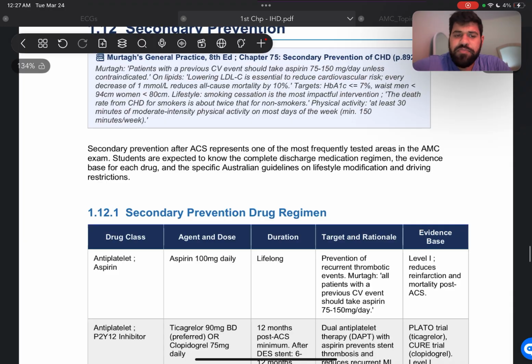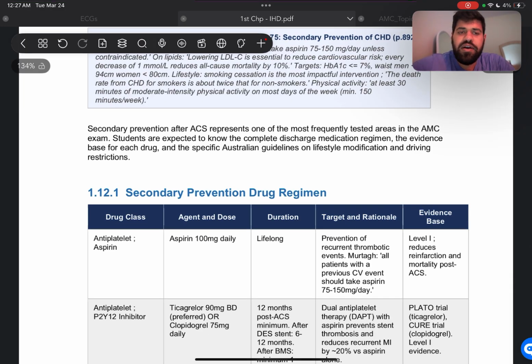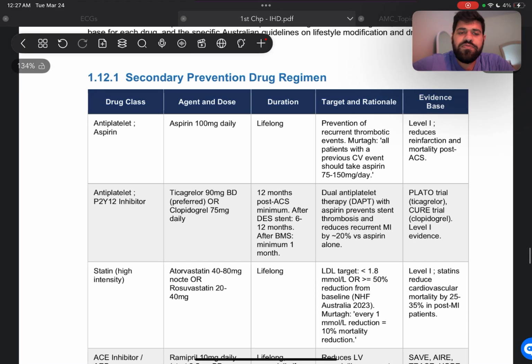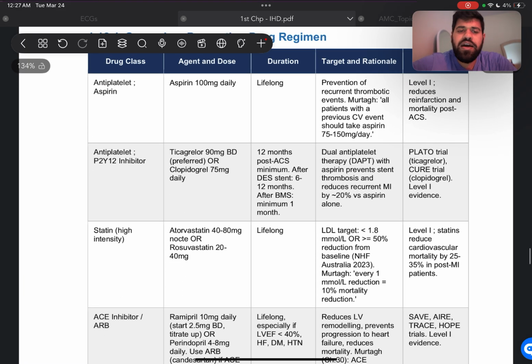So secondary prevention. How do you prevent, besides just doing lifestyle changes? The drug regimen that we use firstly is going to be antiplatelet and aspirin, lifelong. Antiplatelet, which is P2Y12 inhibitors, 12 months post ACS minimum. After DES, which is drug eluting stent, it's 6 to 12 months. After BMS, the minimum is going to be 1 month.